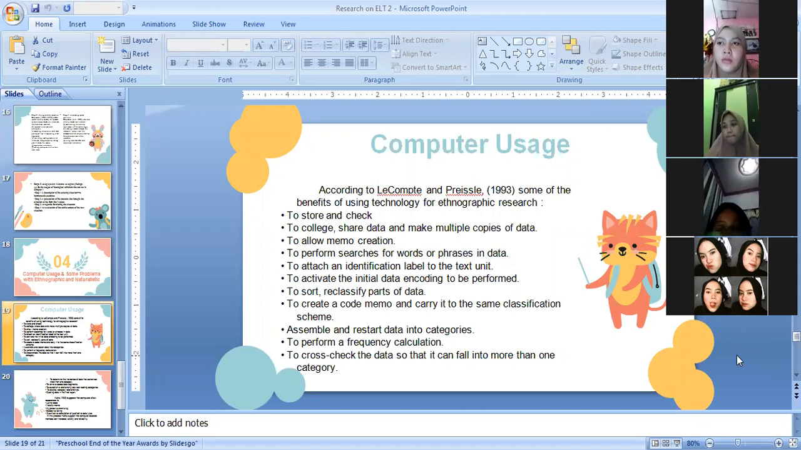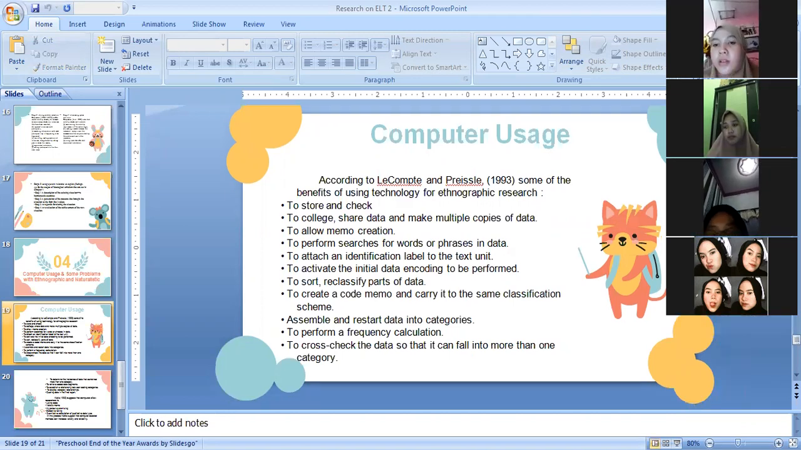The first is to store and proofread data, and then to collect and share data and make multiple copies of data. Then to allow memo creation with the style of circumstance in which the memos were written. And number four is to perform searches for phrases in the data and to retrieve text. To attach an identification label to the unit, like questionnaire responses, so that subsequent sorting can be undertaken. Then to enable the initial data encoding to be performed.